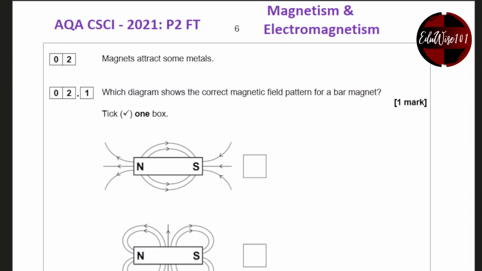In this video, I'm going to go through the AQA Combined Science Physics Paper 2 Foundation Tier from 2021. Question number 2 is on the topic of magnetism and electromagnetism. Magnets attract some metals. Now, metals which are attracted to magnets are known as magnetic materials.